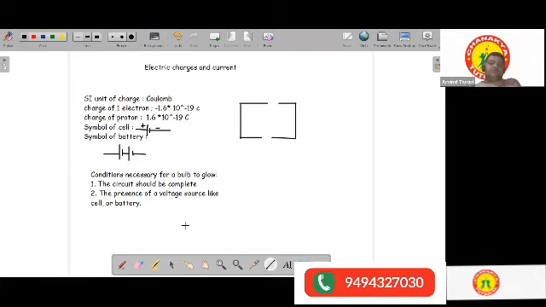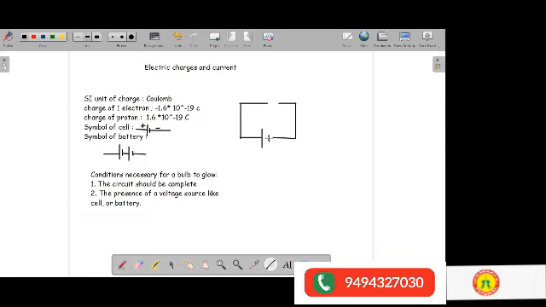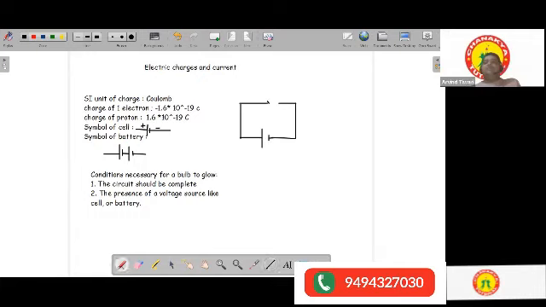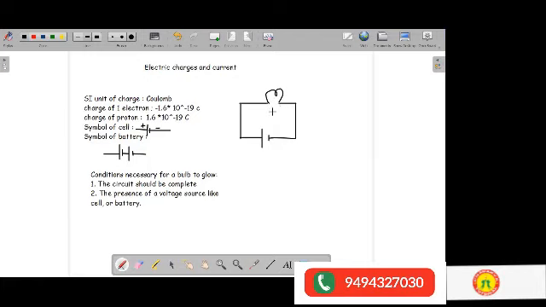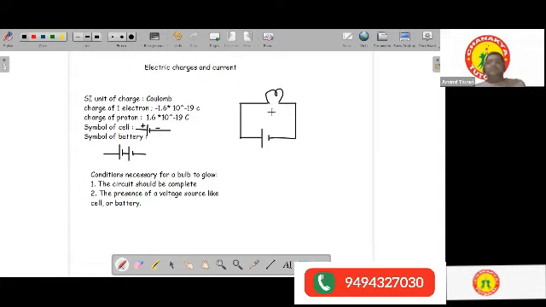So here you have a cell, then you have the bulb. Now, will the bulb glow? Yes, it will glow. Who says no? Is there anyone who says no?